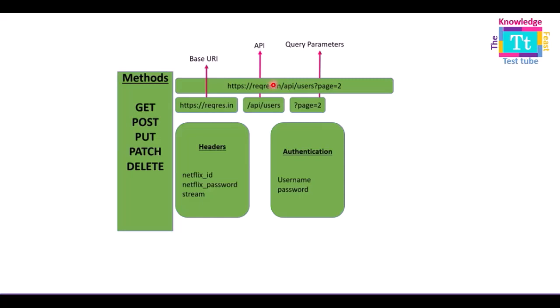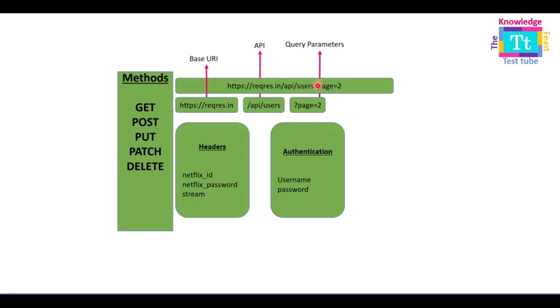Right, this part is the base URI, and this part, which is API slash user, will be the API which you are going to test. The coding for that API is done and kept in this server. You can change this server, for example, you can keep another server. If you have deployed all the APIs into that server, then that will become your base URI, and this will still be the same API which you are going to use.